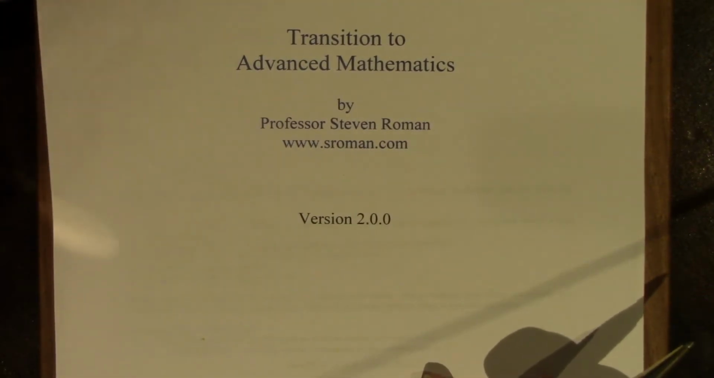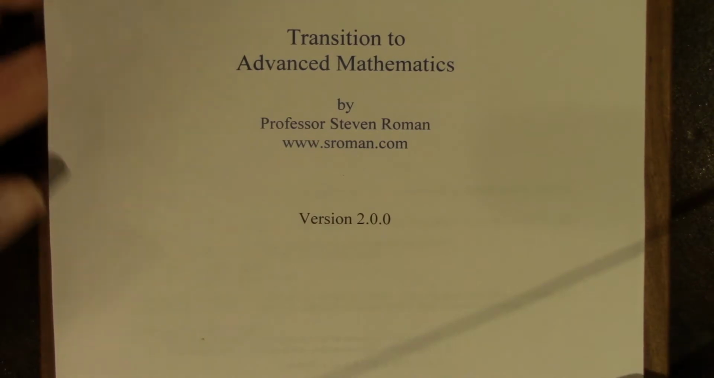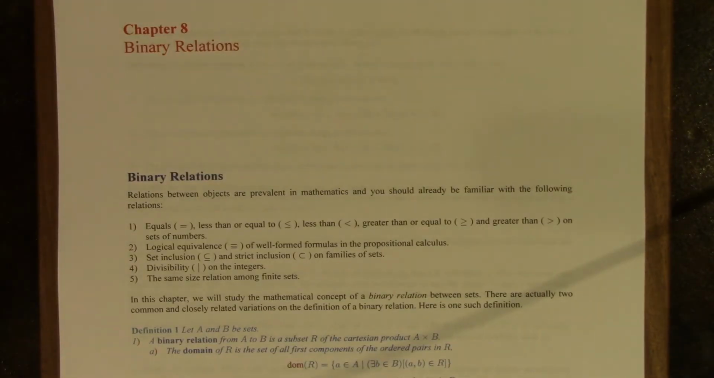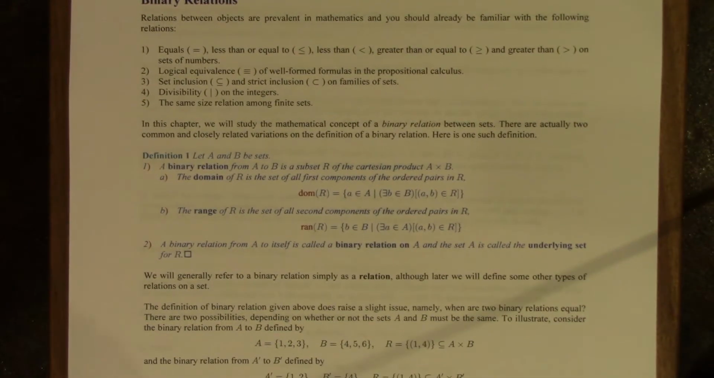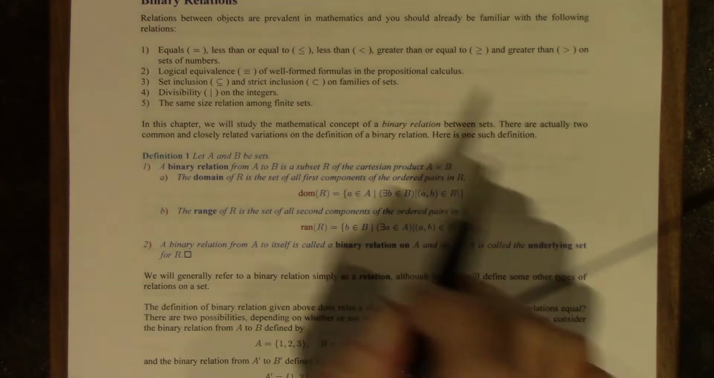Let's continue the lecture series Transition to Advanced Mathematics. We're going to talk now about binary relations. Relations between objects are prevalent in mathematics. You should already be familiar with several of them.